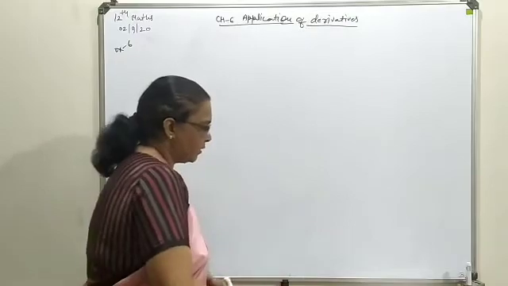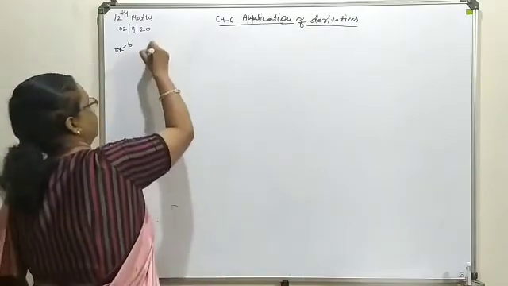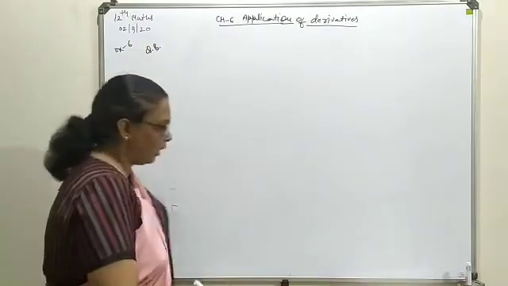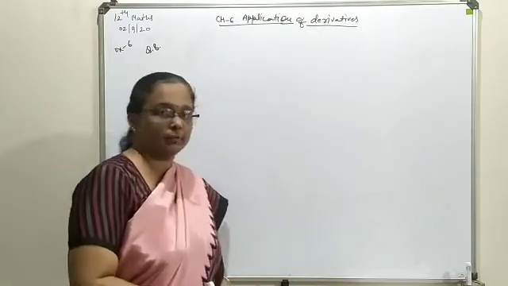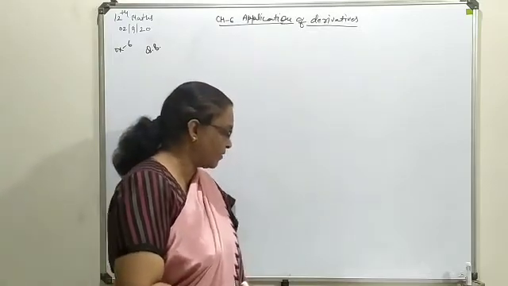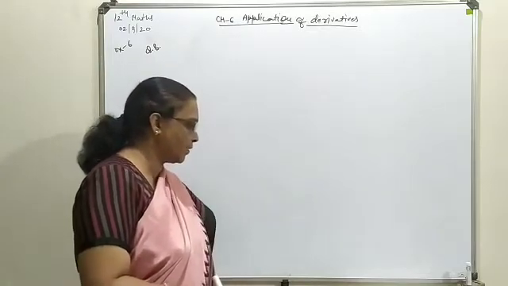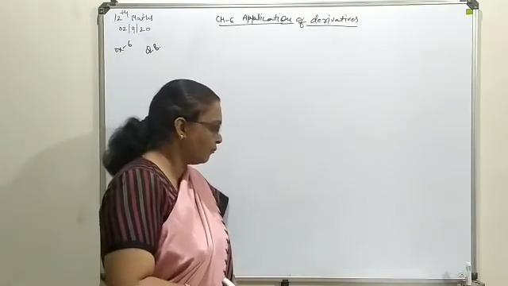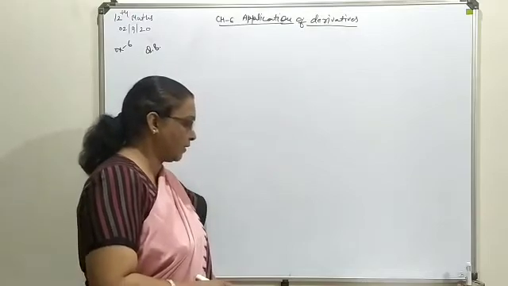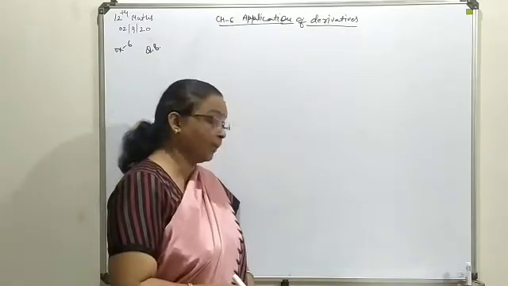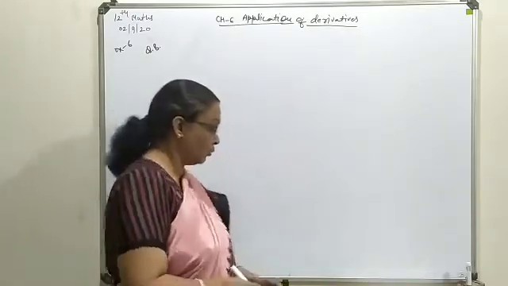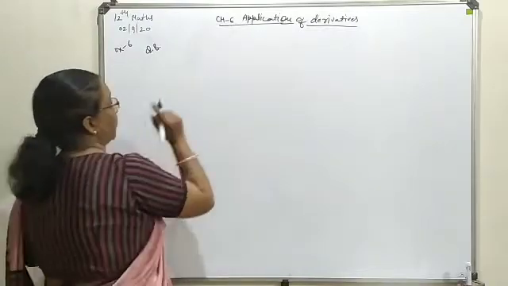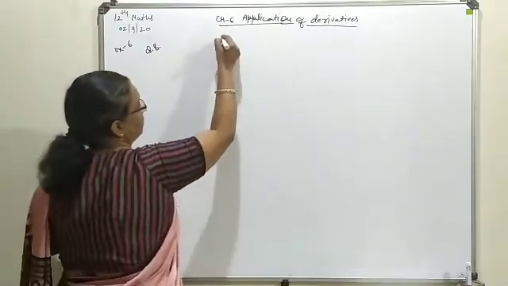Now the next is question number 8, in which the information available is: find the maximum area of an isosceles triangle inscribed in an ellipse with its vertex at one end of the major axis. So what is the meaning of that? We are having an ellipse.